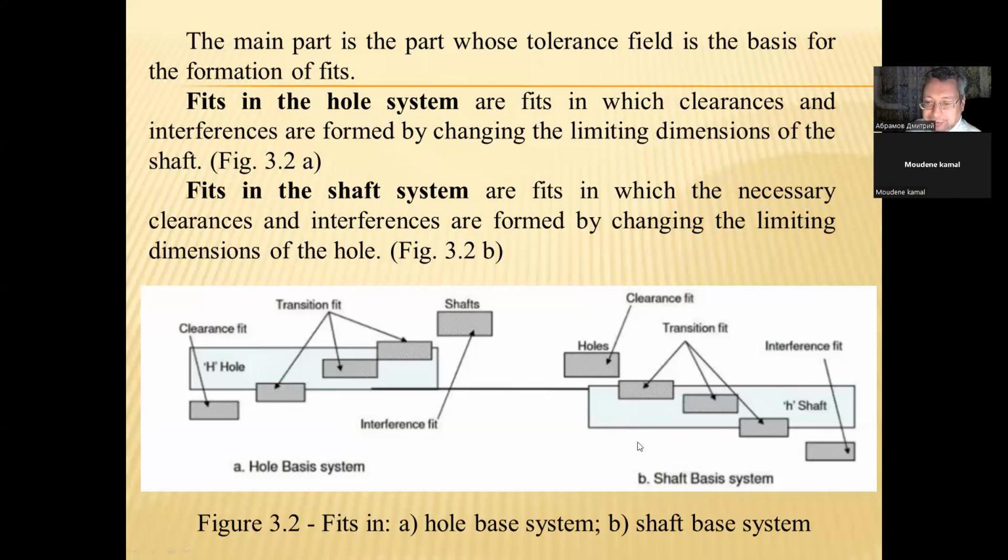It's for the clearance fit. For the interference fit, we use these tolerance fields of the hole, and if we use one of these tolerance fields, we have a transition fit. Clearances and interferences are formed by changing the limiting dimension of the hole in the shaft system fits.